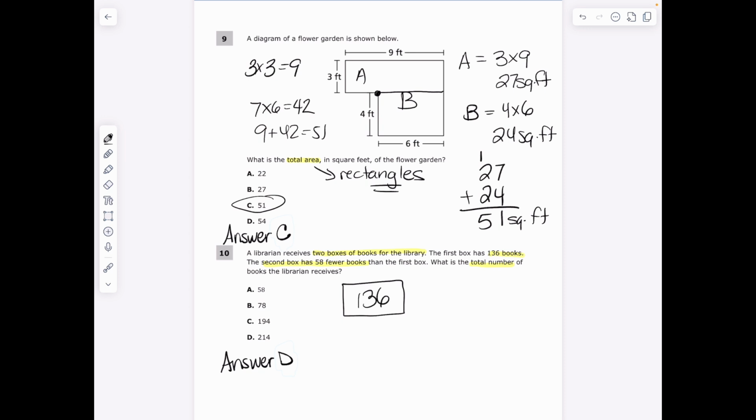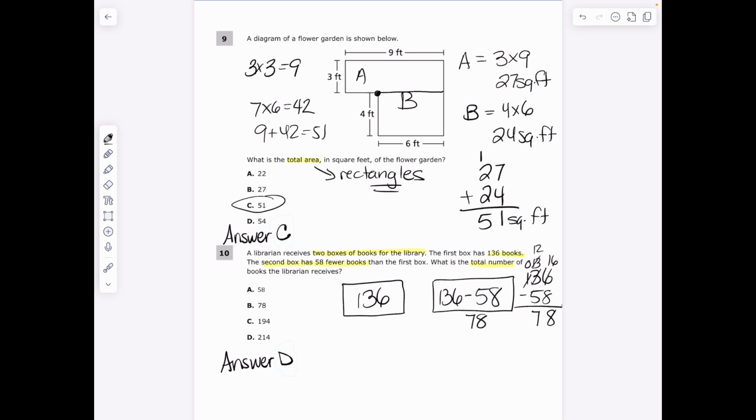which is 136. And we know the second box has 58 fewer, so I'm going to do 136 minus 58. I'm going to start from the left. I can do 1 minus 0, but I can't do 3 minus 5. So I'm going to borrow. And now I can do 13 minus 5, but I can't do 6 minus 8. I'm going to borrow again, and I have 16. Now I can subtract. 16 minus 8 is 8. 12 minus 5 is 7. So this second box has 78 books.